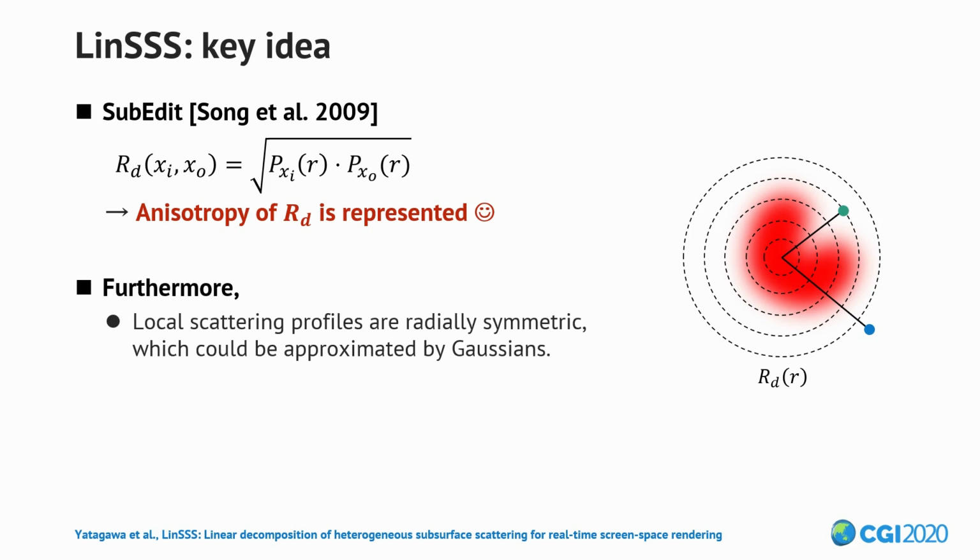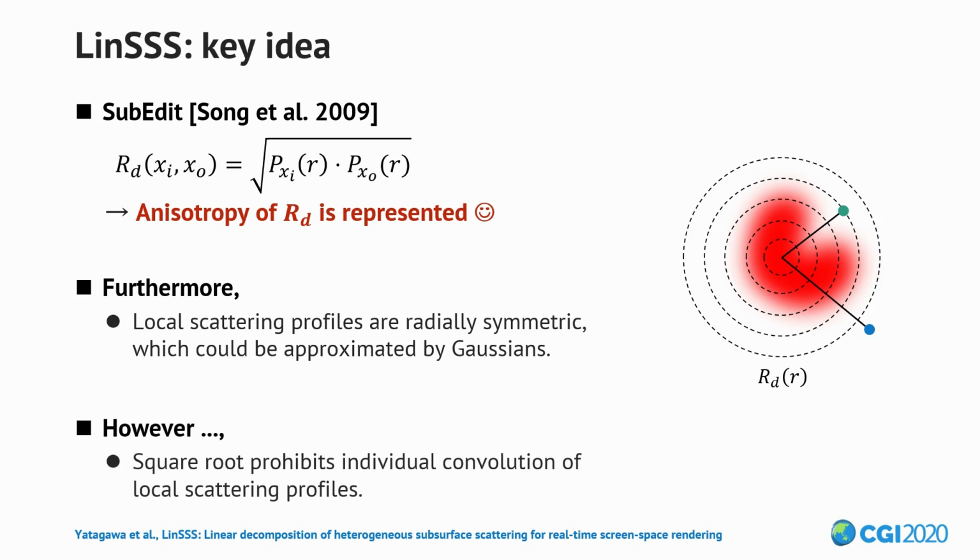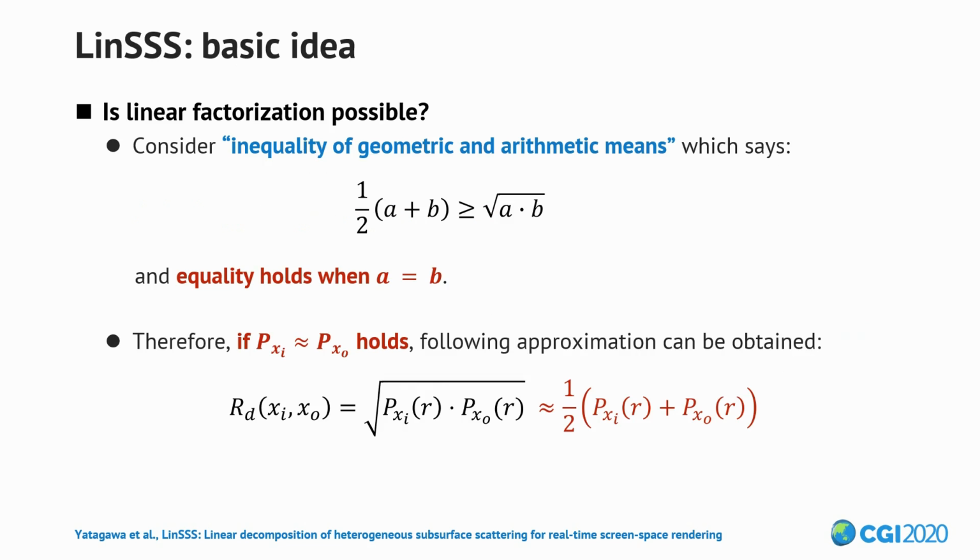This is why sub-edit is able to represent the heterogeneous subsurface scattering. Furthermore, since each local scattering profile is radially symmetric, it is also possible to approximate the profile using a weighted sum of Gaussian functions. However, the square root included in sub-edit prohibits the efficient filtering even though the local scattering profiles can be approximated by the weighted sum of Gaussians. So the important question here is whether we can remove the square root from this representation. The answer is actually yes.